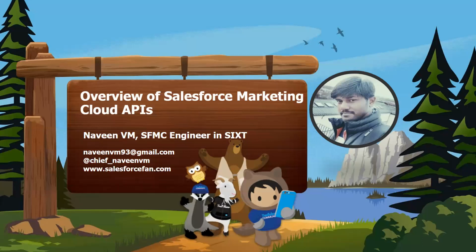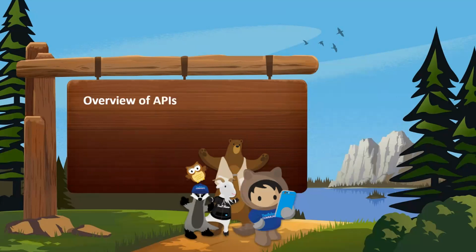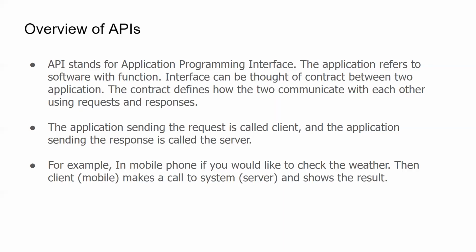So myself Naveen, working as part of SIXT, and today's session we'll talk about what is an API and how we are leveraging Marketing Cloud APIs. So that's pretty much what we will talk about. So first, let's talk about the overview of APIs. To understand Marketing Cloud APIs, let's understand what an API is. API stands for Application Programming Interface.